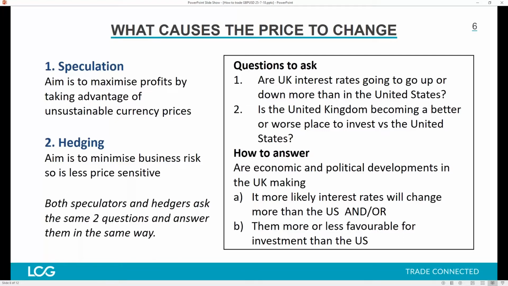So how do you answer these? I've alluded to it a little bit already, but are the economic and political developments in the UK making it more likely that interest rates will change more than in the US, and or making the UK more or less favourable to invest in than the US? There are various ways of answering that, economic data being one, but obviously the political landscape being another.